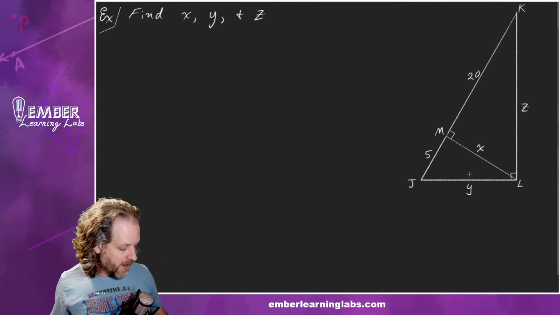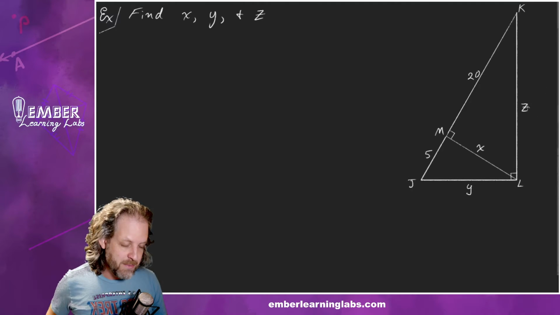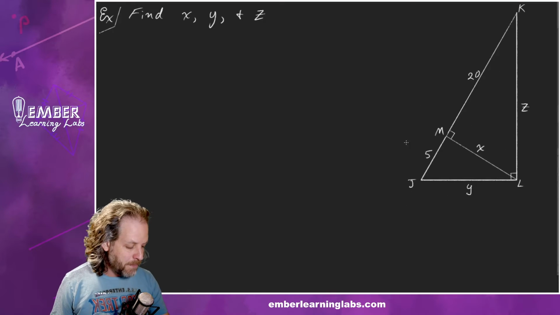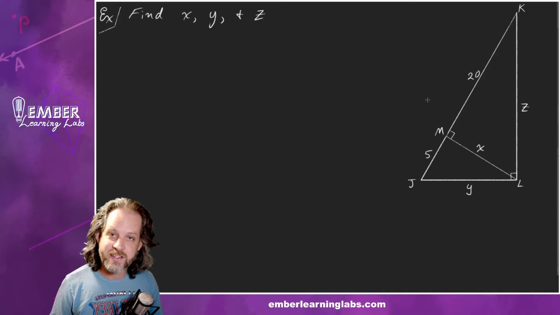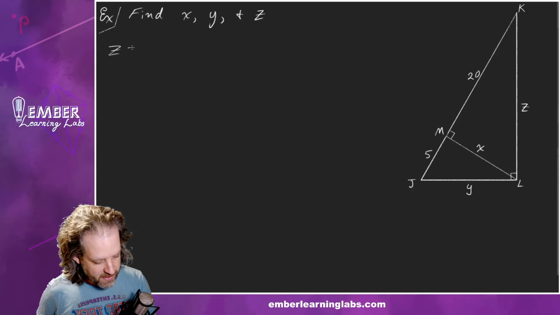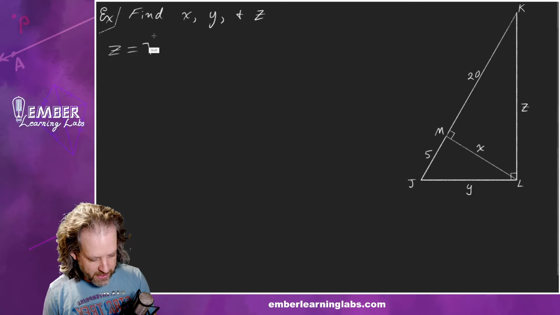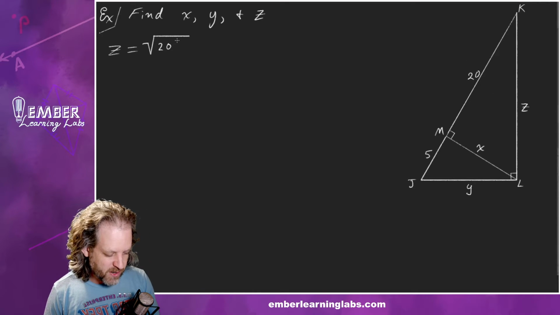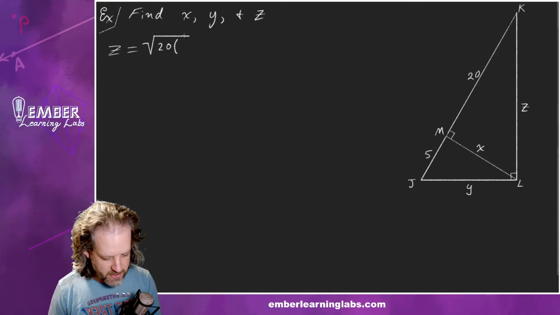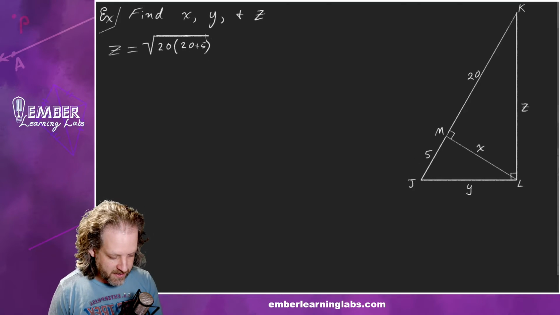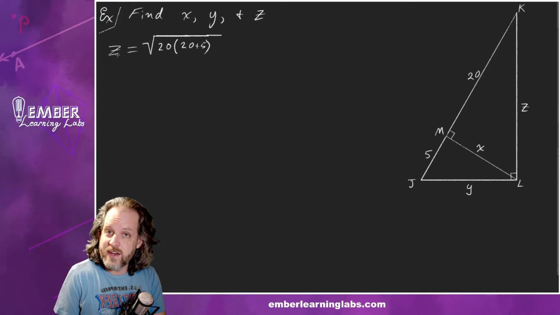That's super cool, right? Because the leg is the geometric mean between the hypotenuse and the segment on its side. So in this particular problem, Z is the geometric mean between 20 and, I'll go ahead and write it all the way out. You're like, it's 25. Yeah, sure. But I'm going to go ahead and write it as 20 plus 5, right? Because it's this whole length. So now we just need to solve this problem.